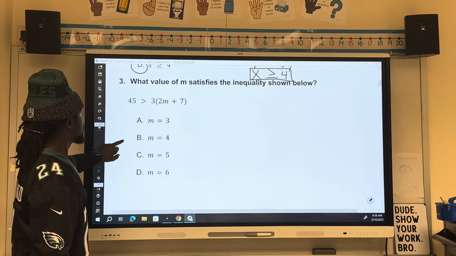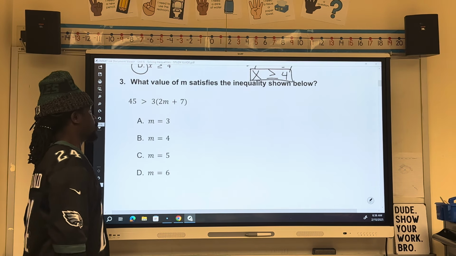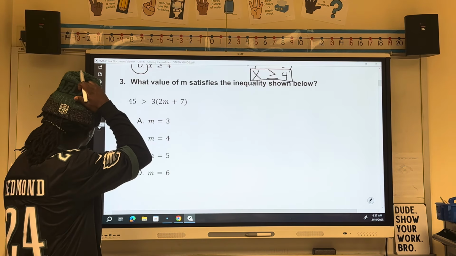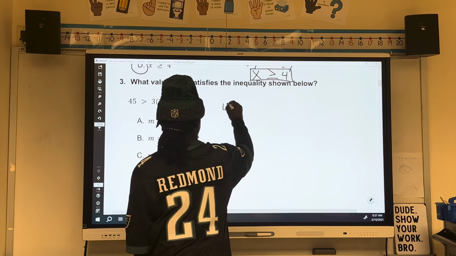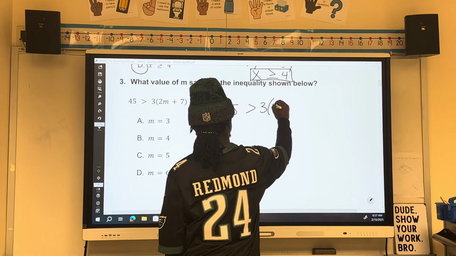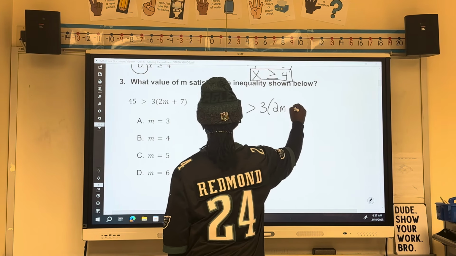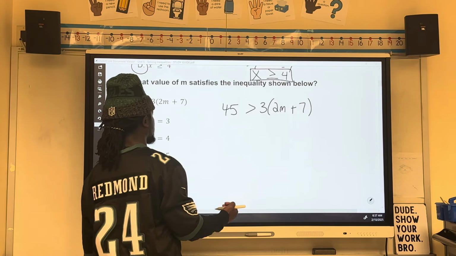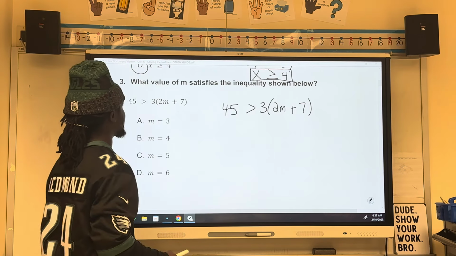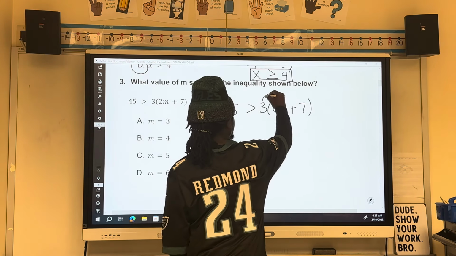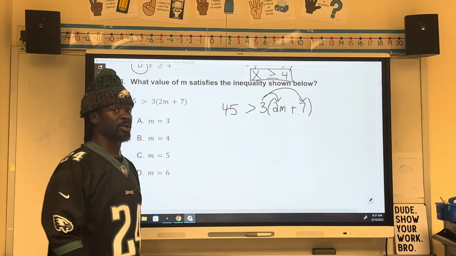Moving on. Okay, number 3. What value satisfies m when they satisfy the inequality shown below? Okay, so let me just rewrite it. 45 is greater than 3 times the sum of 2m and 7. All right, so I'm gonna start by distributing the 3. So that's the distributive property.